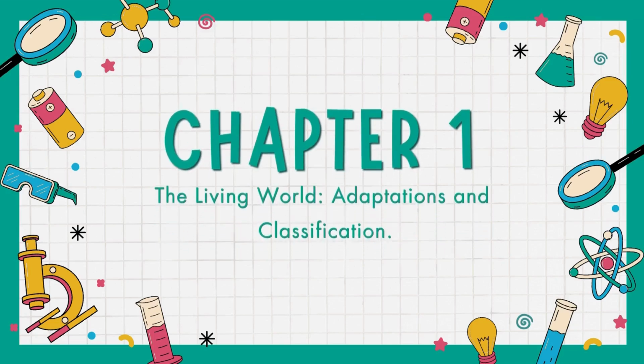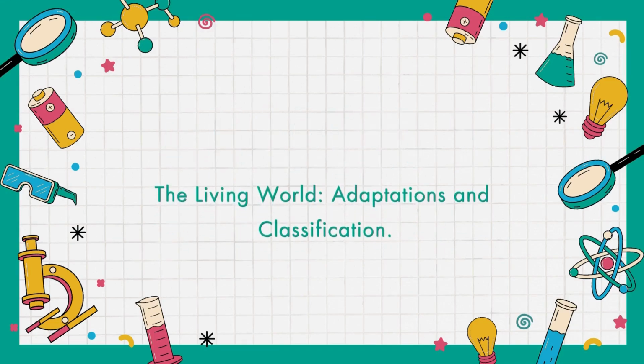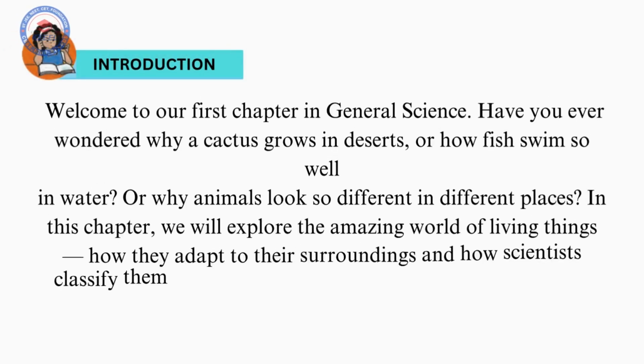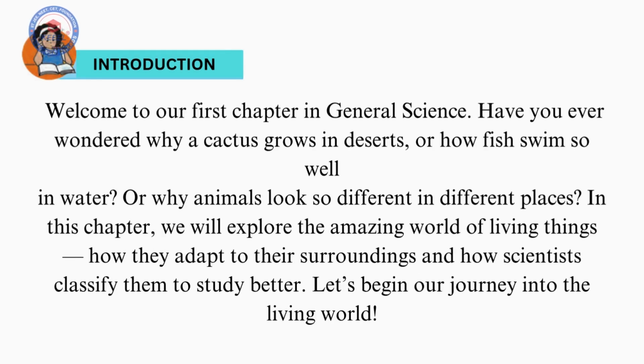Chapter 1: The Living World: Adaptations and Classifications. Hello students, welcome to our first chapter in General Science. Have you ever wondered why a cactus grows in deserts, or how fish swim so well in water, or why animals look so different in different places? In this chapter, we will explore the amazing world of living things, how they adapt to their surroundings, and how scientists classify them to study better. Let's begin our journey into the living world.